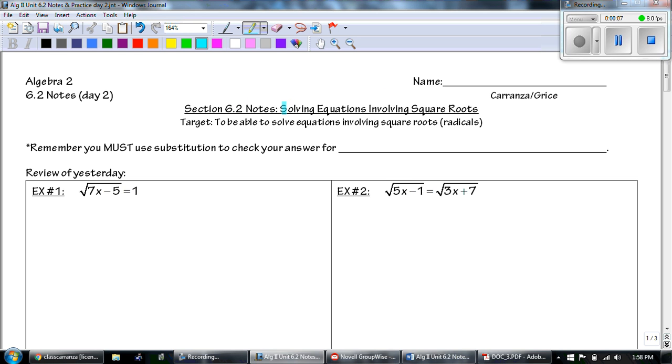Today we're continuing our discussion on solving equations involving square roots. Our learning target today is to be able to solve equations involving square roots or radicals. So remember, you must use substitution to check your answer. And what are we checking our answers for? Well, that would be extraneous solutions.